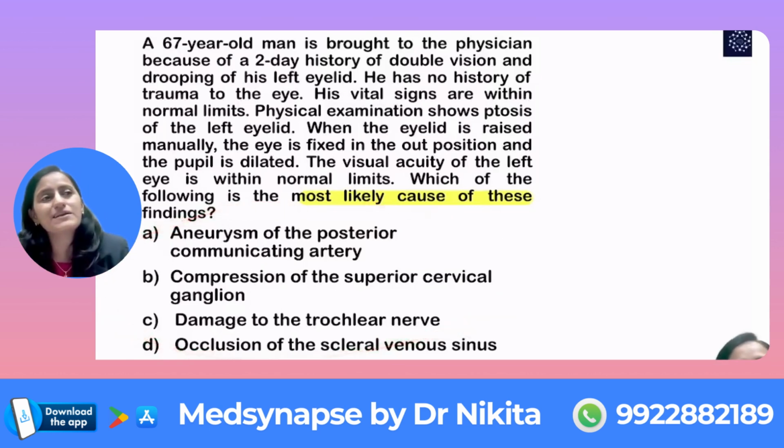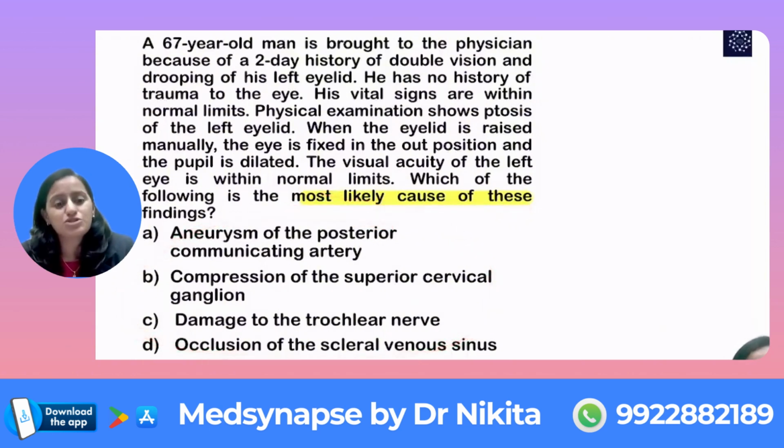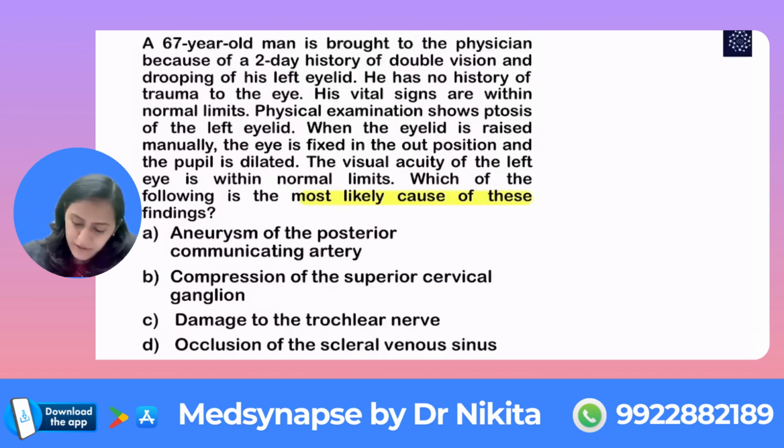Whenever you are in the exam hall, you are solving a grand test, look at the last line, look at the options, because then you get to know what this question is about. Aneurysm of PCOM, superior cervical ganglion compression, trochlear, scleral venous sinus, so something related to nerve compression, related to the eye is what we can gauge from here, right?